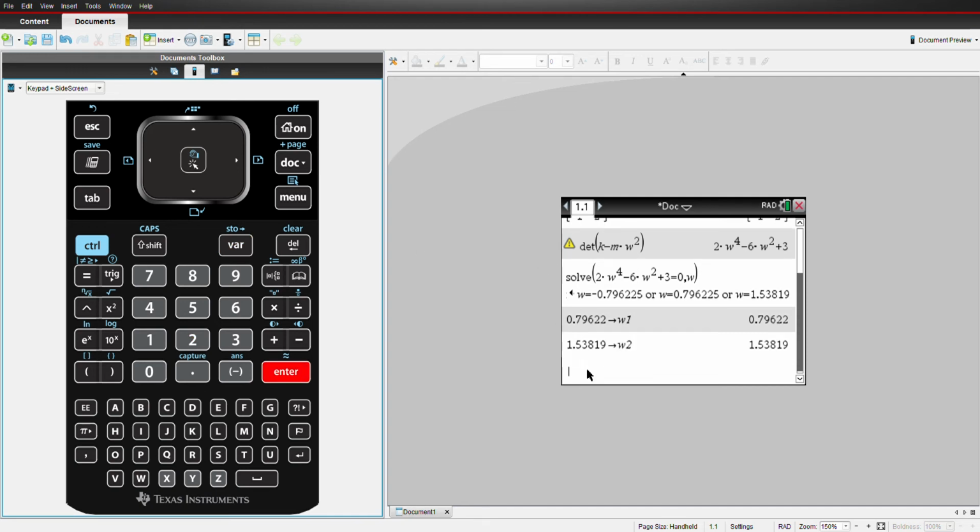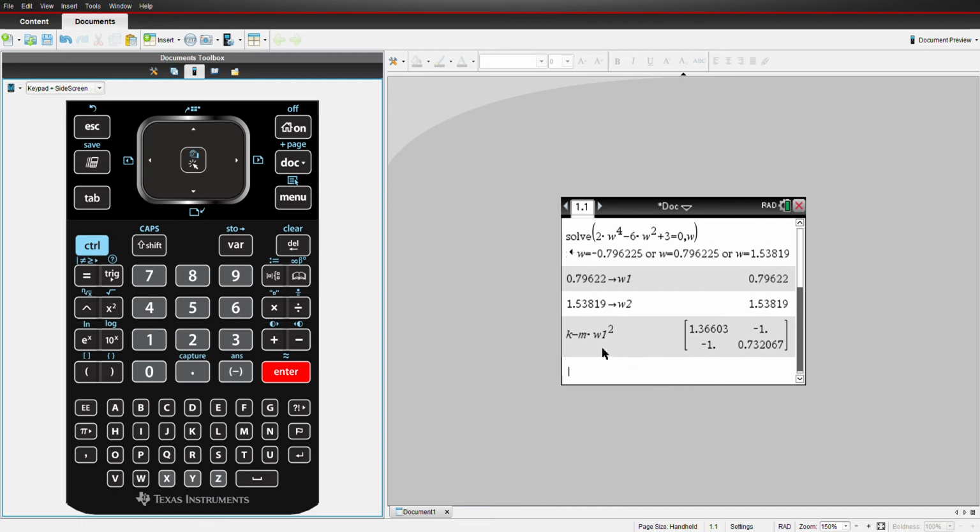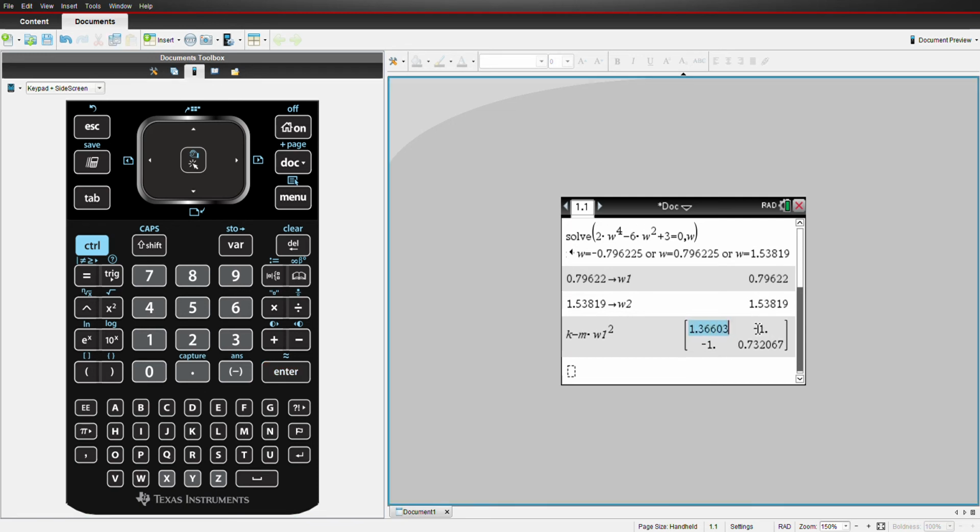Typically what we do is we get the K minus omega squared matrix with omega plugged in. So we'll do that: K minus M times omega 1 squared. So this is our K minus M omega 1 squared matrix. Typically this is going to be multiplied by A1, and this one will be multiplied by A2. And we typically will assume A1 to be equal to 1.